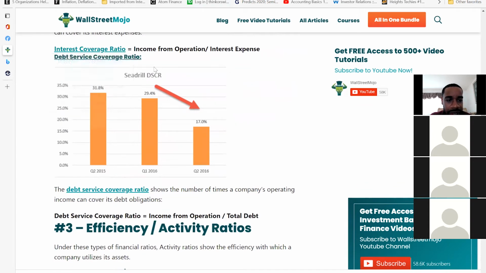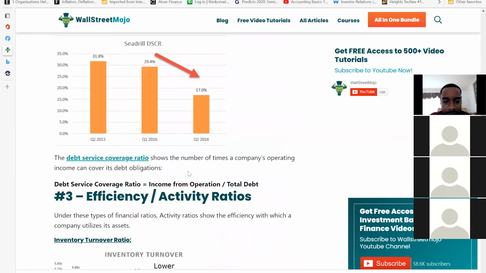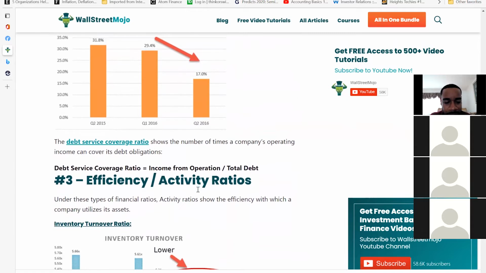Now you have the debt service coverage ratio. This shows the number of times a company's operating income can cover its debt obligations. And I think that's pretty straightforward.